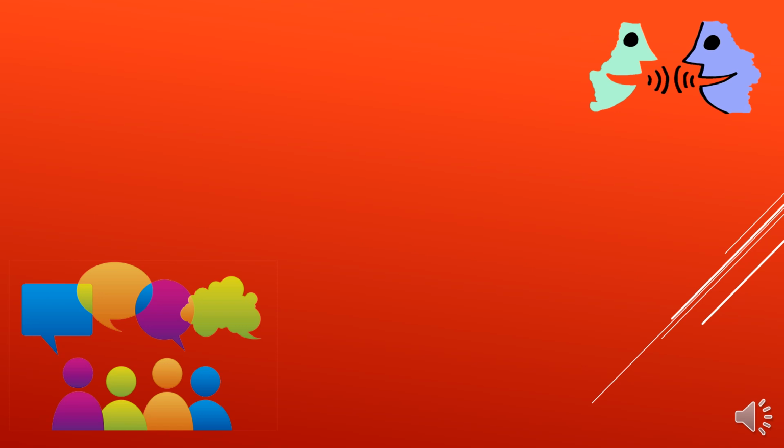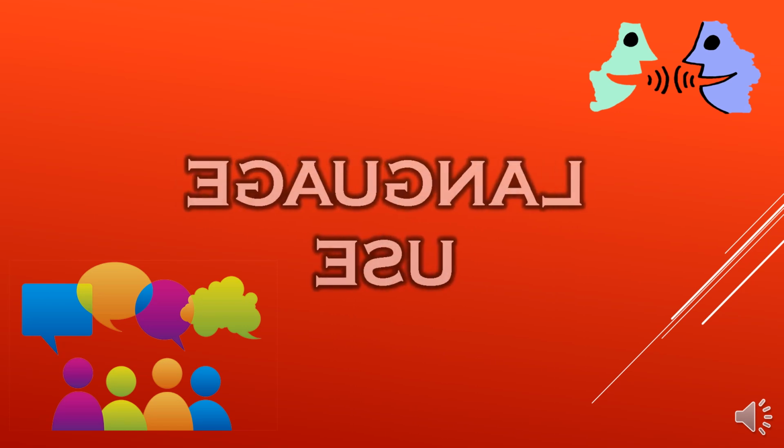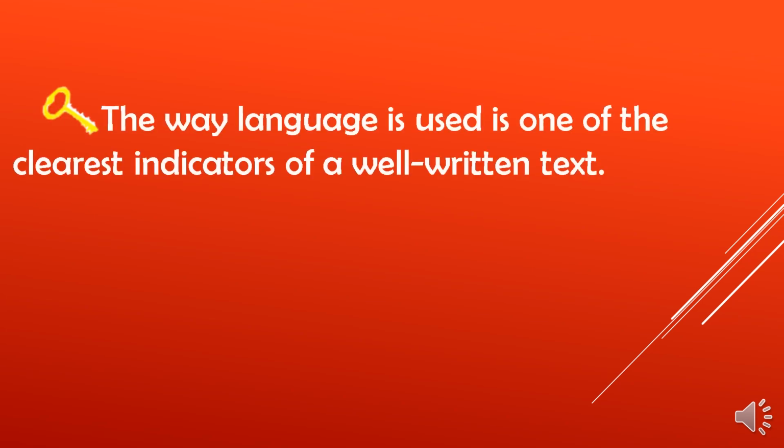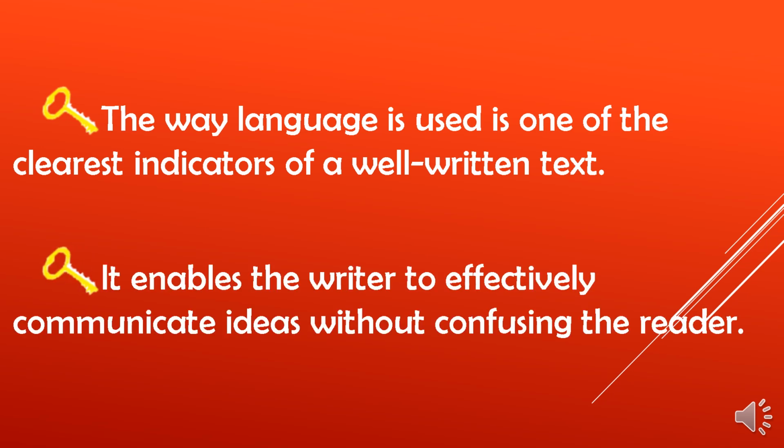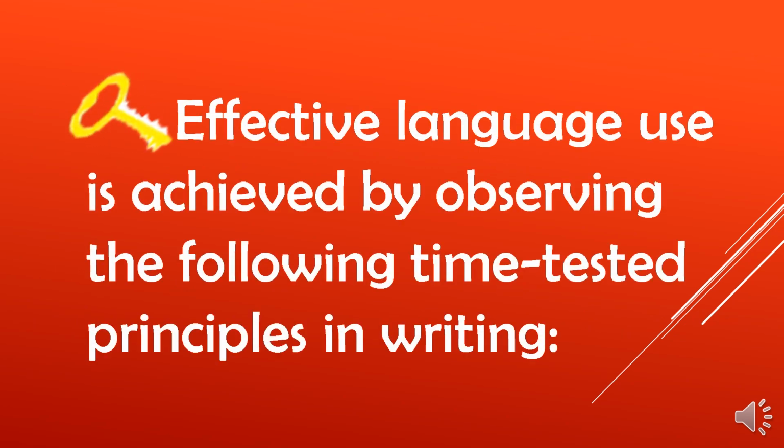Let's move on to the next property of a well-written text, and that is language use. The way language is used is one of the clearest indicators of a well-written text. It enables the writer to effectively communicate ideas without confusing the reader. Effective language use is achieved by observing the following time-tested principles in writing.